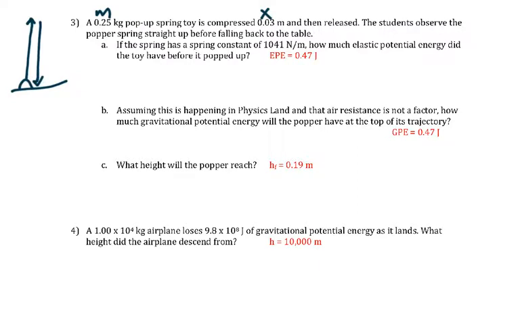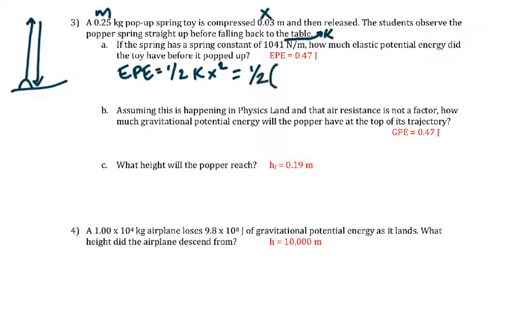It tells us in letter A that the spring has a spring constant of 1041 newtons per meter. We call that K. And we want to know how much elastic potential energy did the toy have before it popped up. So our formula for elastic potential energy is EPE equals 1/2 times the spring constant times the compression distance squared.